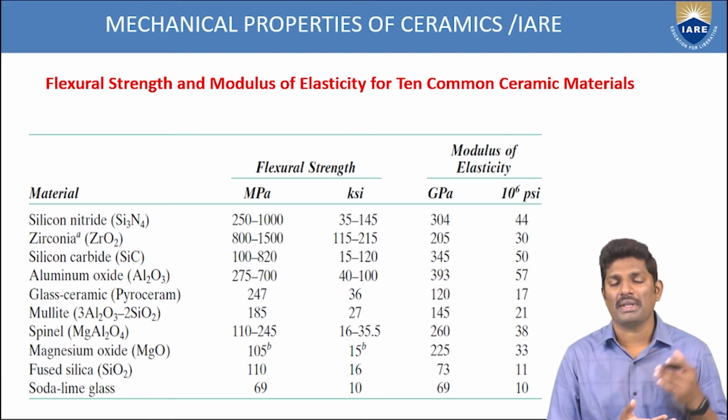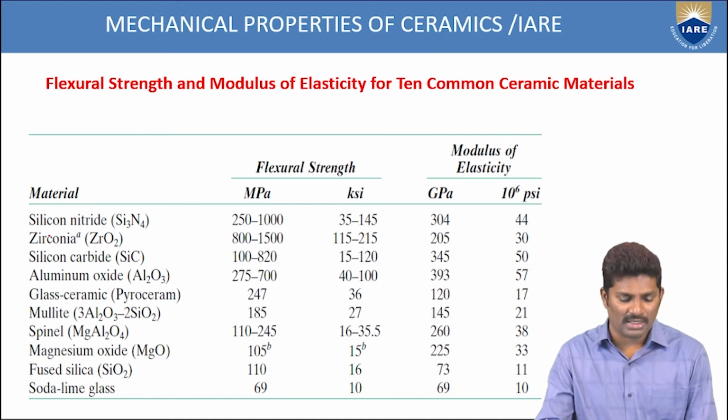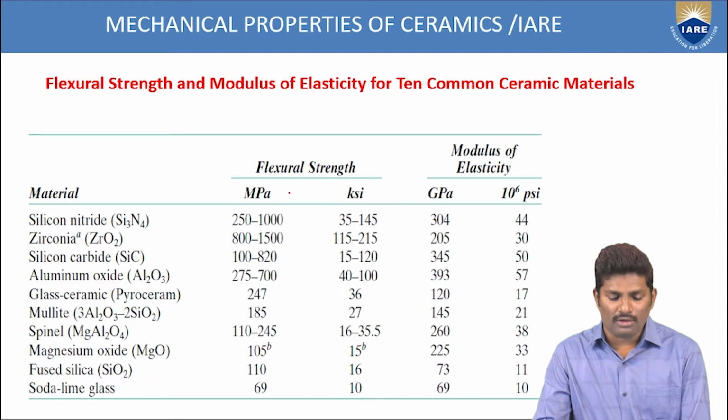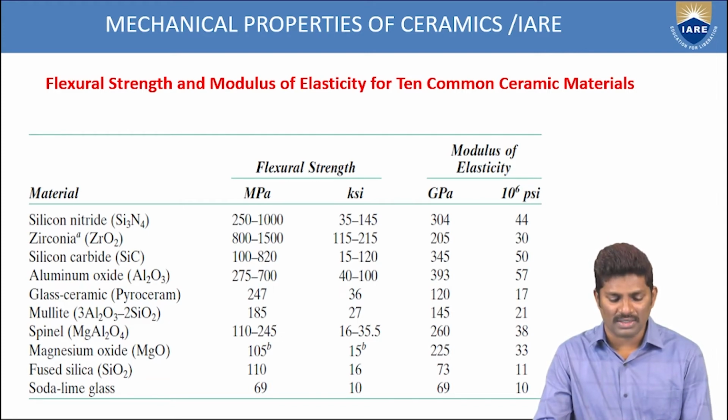Depending upon the type of material or type of composition, the mechanical properties vary. If you consider the first example here, you have silicon nitride. If it is a composition of silicon nitride, then the flexural strength, that is the strength up to which point it can resist, is given from a minimum of 250 megapascals to a maximum value of 1000 megapascals.